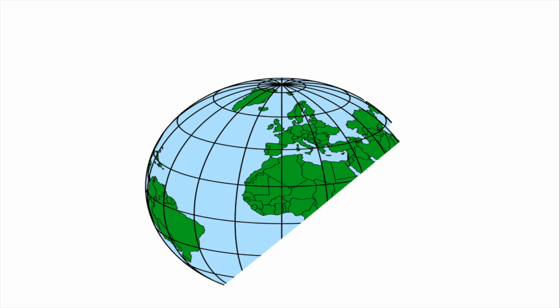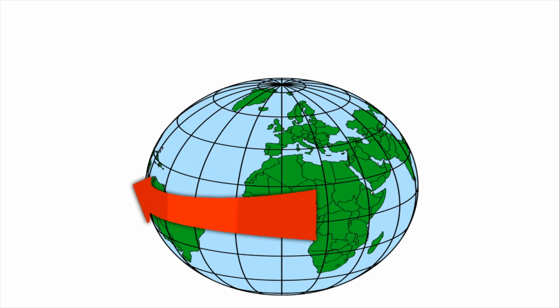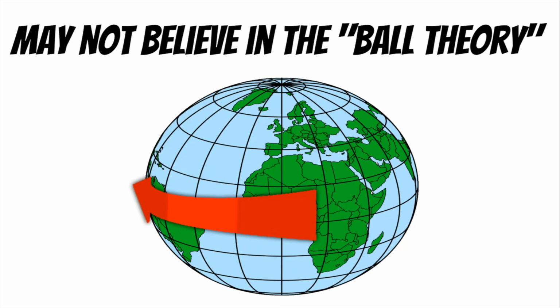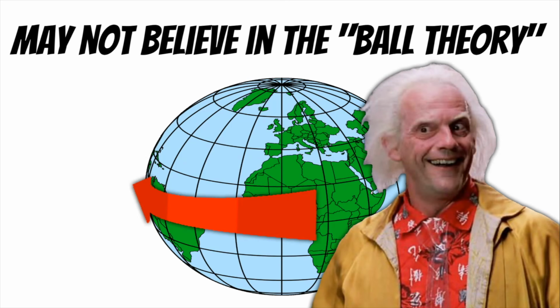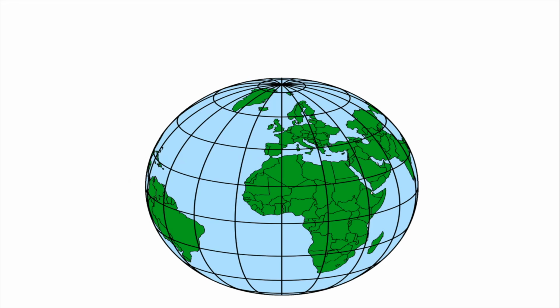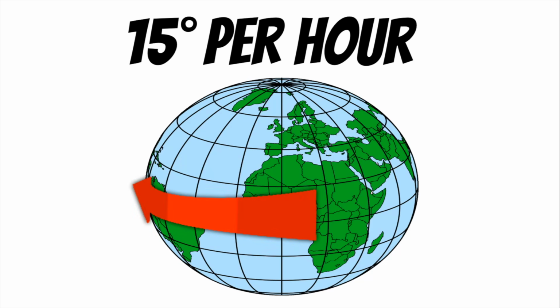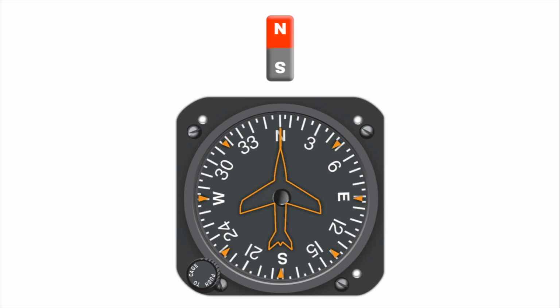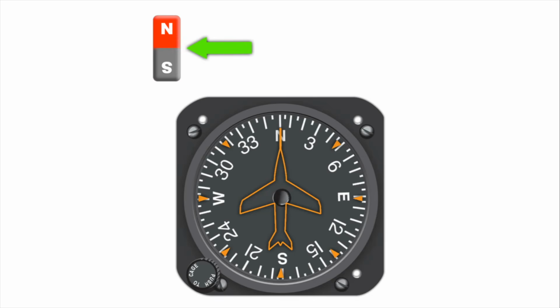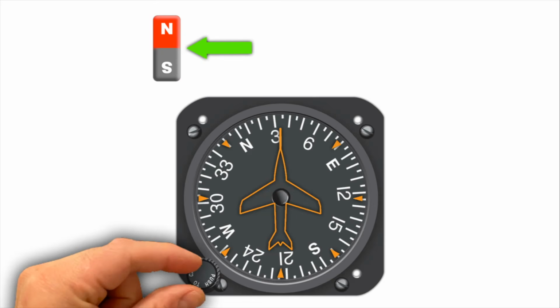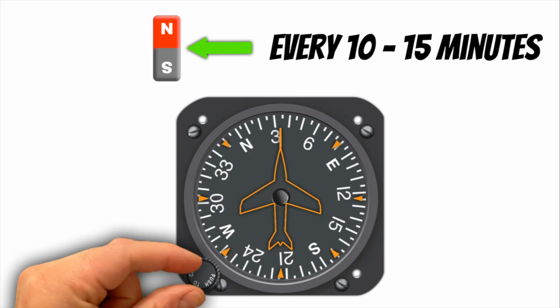And actually, something else that can cause precession is the rotation of the Earth. Now, I know that some of you here might not believe that the Earth is a ball shape, and it's okay to be wrong. But depending on where you are on the globe, the Earth rotates at about 15 degrees per hour. So if you set your compass to north at the beginning of your flight, in about an hour, north is going to be in a different spot. And this is why you need to reslave your heading indicator every 10 to 15 minutes or so in flight, in addition to the run up.